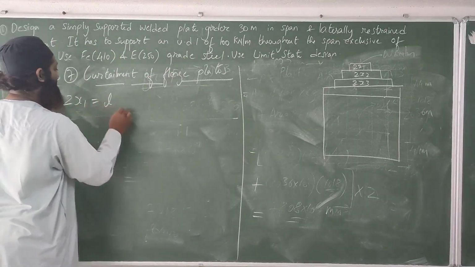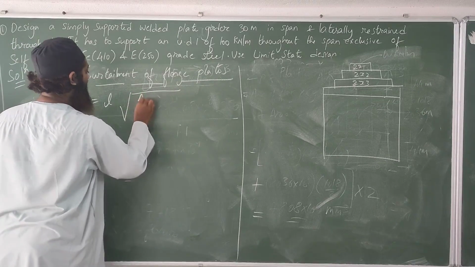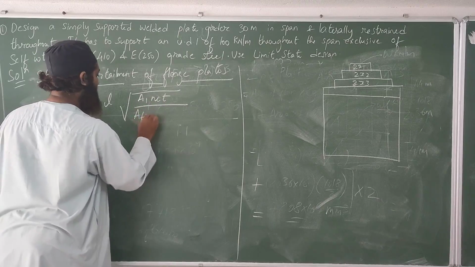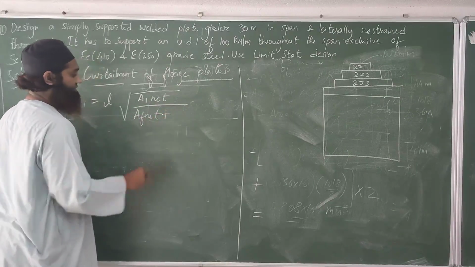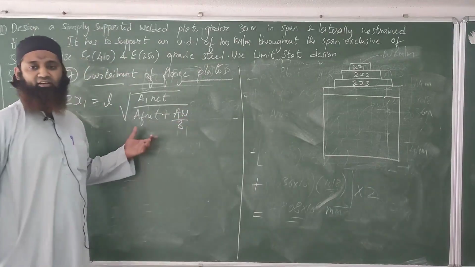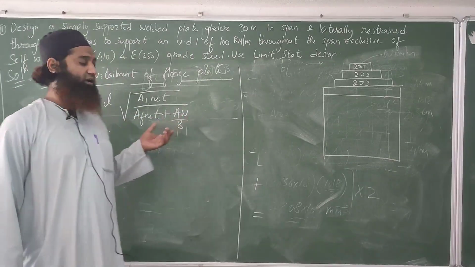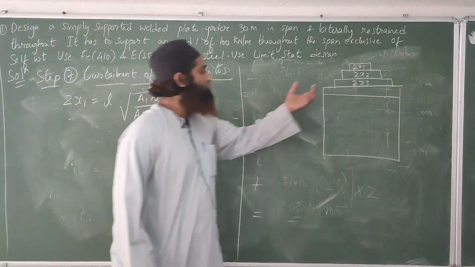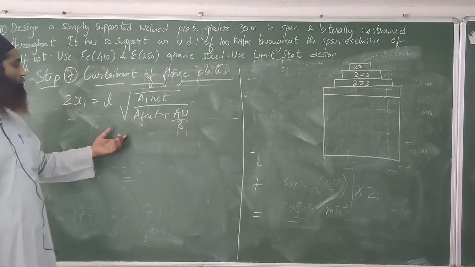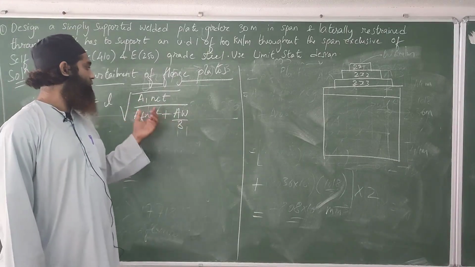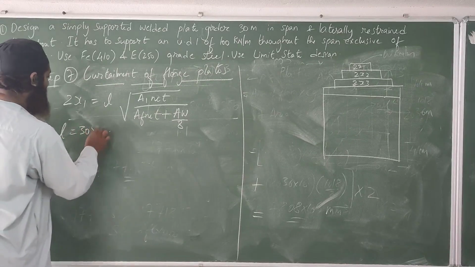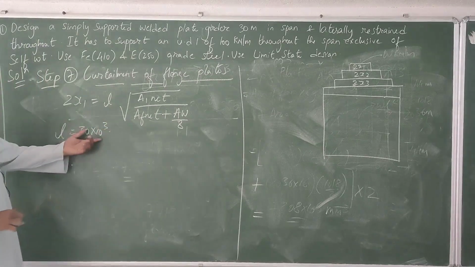2x1 is equal to L into the root of A1 net by AF net plus AW by 8. So basically to find out this size 2x1, we'll have to use this formula, L into root of A1 net by AF net plus AW by 8. L is the span, that is we have got it as 30 meter. In mm I have converted.